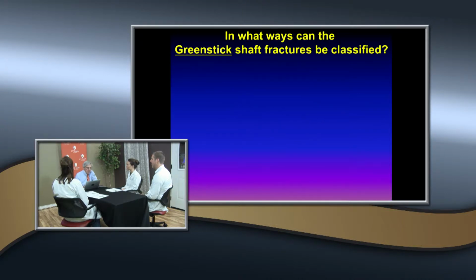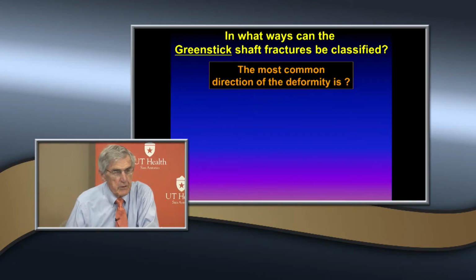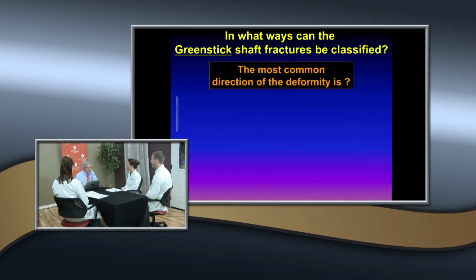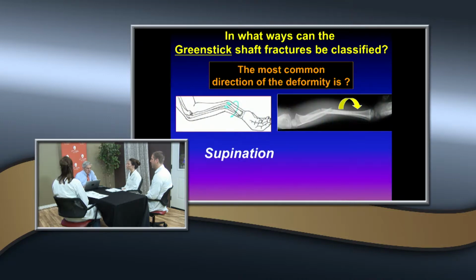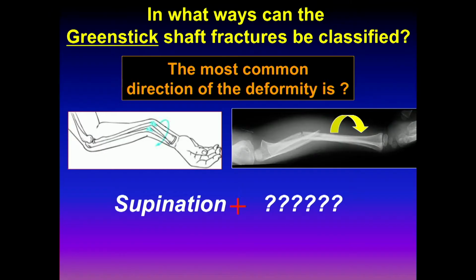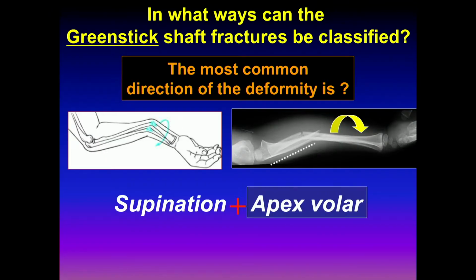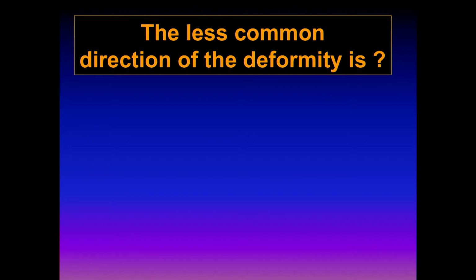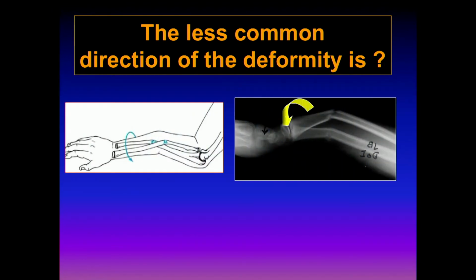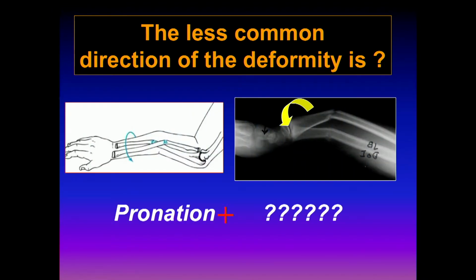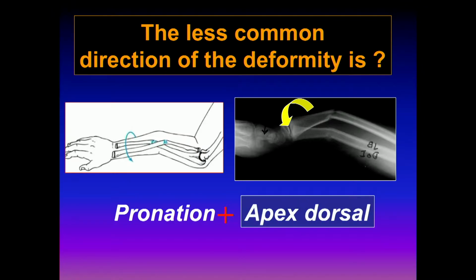So, as we talk about green stick classification, what's the most common direction of the deformity? Apex volar. Yeah, but you have supination plus apex volar, so it's a combination of rotation plus angulation. So there are two deformities that you have to deal with. Now, the less common direction of the deformity is what? Apex dorsal and pronation. Very good. Here again, you have two components that you have to deal with: a rotational component and an angular deformity.